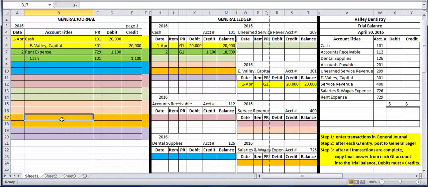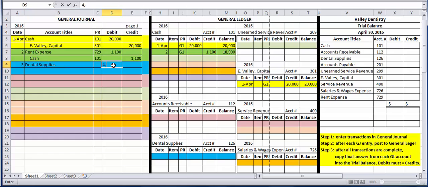Next transaction is on the 3rd. And on the 3rd it says, purchase dental supplies on account, $4,000. So what's the company getting in this transaction? They're getting dental supplies. If you're ever stuck with what to call an account, that's where the ledger comes in. The ledger has predefined titles. You can't call these something that you want to call them. In other words, dental supplies is the account. I can't just debit supplies. I have to use the actual terminology that's in my ledger. So dental supplies is going to get debited, and the amount there was $4,000.